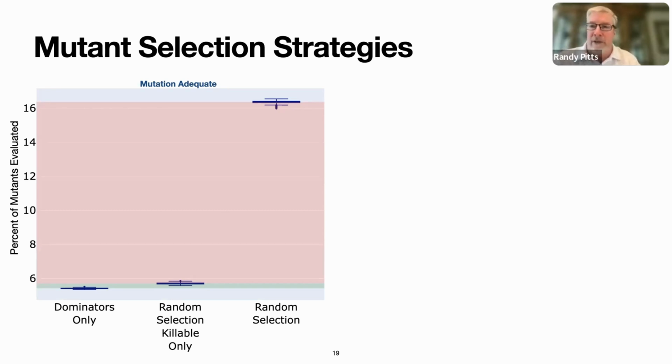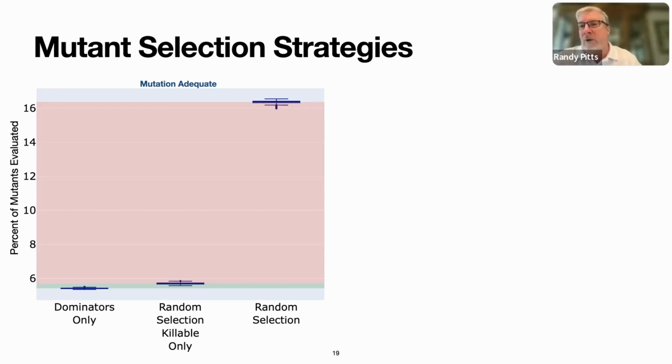Remember, the fastest way through the mutants is to hit the Dominators one by one. Random selection only very marginally increases that. In fact, the lower fence and the upper fence on these two box plots is less than 0.1% apart. The random selection is very nearly performing equivalently to the Dominators.